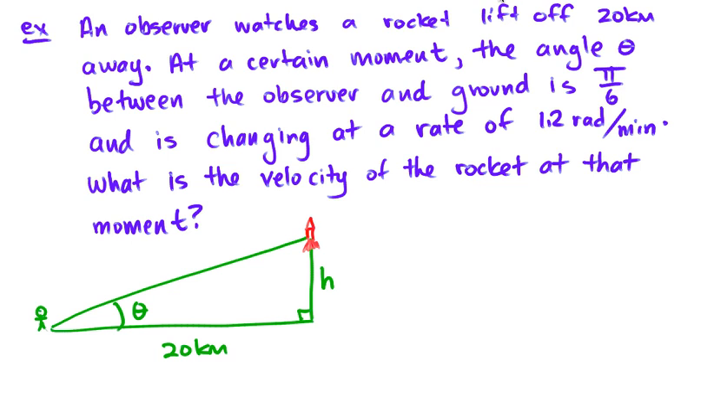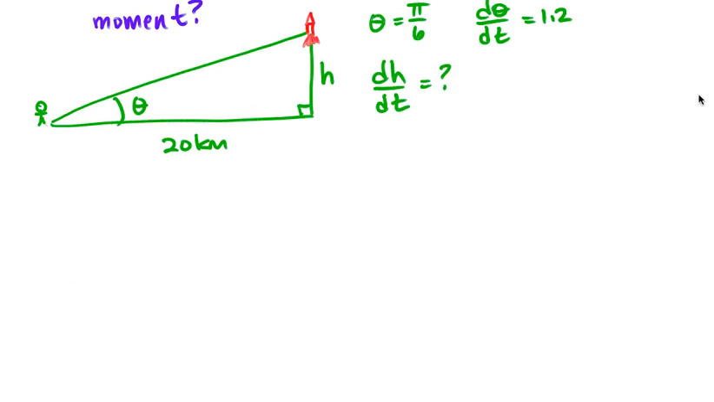There's your observer and the angle they're looking at, the rocket 20 kilometers away, ground level, and the information that we know is that at a certain moment it's an angle of pi over 6, that the angle is changing at a rate of 1.2 radians per minute, and what we want to calculate is how fast the height is increasing. That'll tell us the rocket's speed or velocity. So we need a formula for this information, one that relates an angle to two side measurements, and that would be tangent. Tangent theta is equal to opposite over adjacent, and we can take derivatives of this.